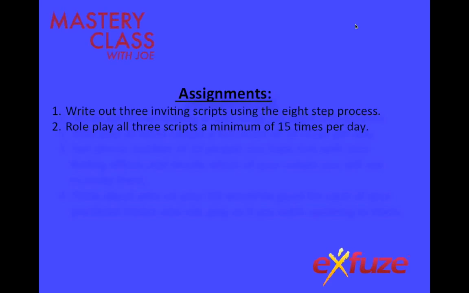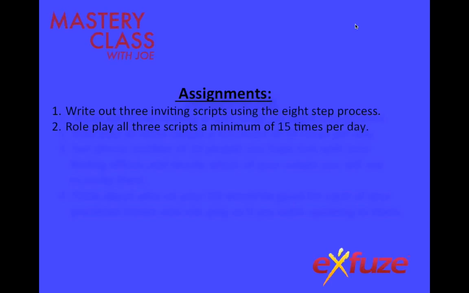Each script should take you a maximum of 30 to 60 seconds. So you're talking 45 minutes a day, because 3 scripts 15 times, let's say it took you a minute each time, it's going to take you 45 minutes a day for the next week. 45 minutes a day to master a foundational skill in your business. 45 minutes a day might seem like a lot if you're not serious about making 6 figures.